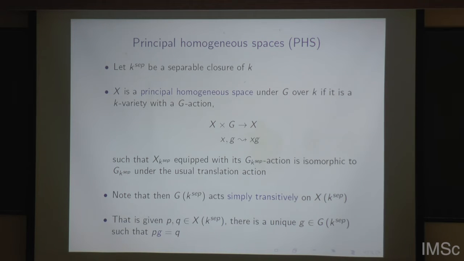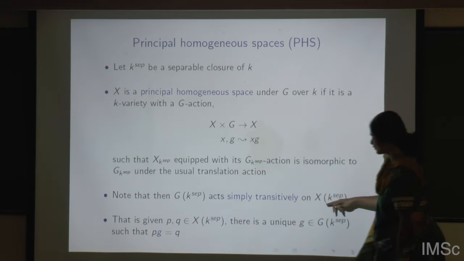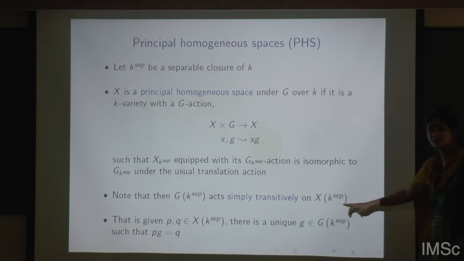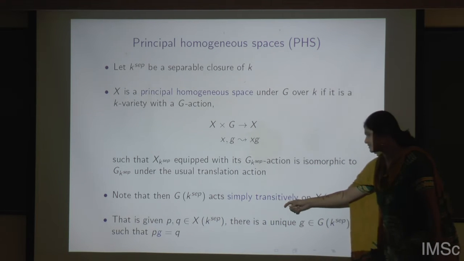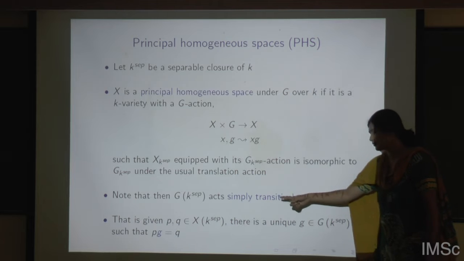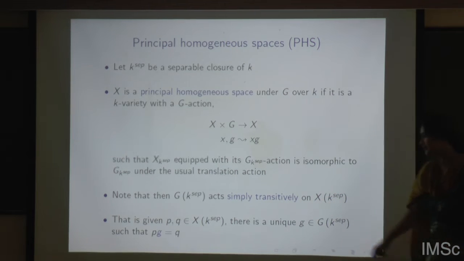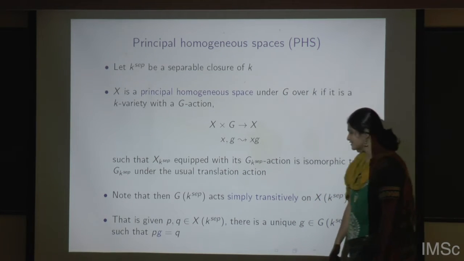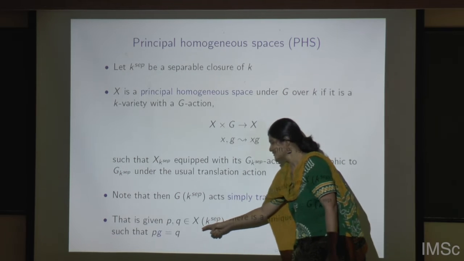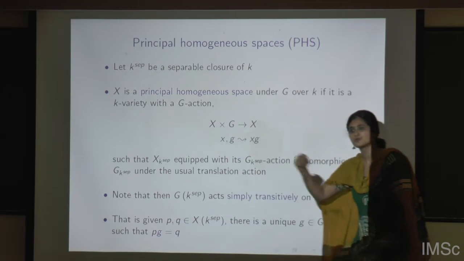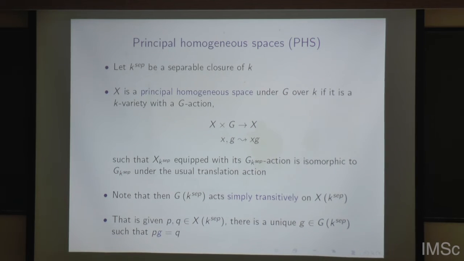In this case, if you think about the points, if you look at the separable points of the group, it will act, what is called, simply transitively on the separable points of the variety. Simply transitive just means it's a transitive action and there are no stabilizers, right? All the stabilizers are trivial. So if you give me 2 k-separable points in your variety, there is exactly one group element which moves one to the other. Okay, so at the separable closure, it's a really simple action to understand.